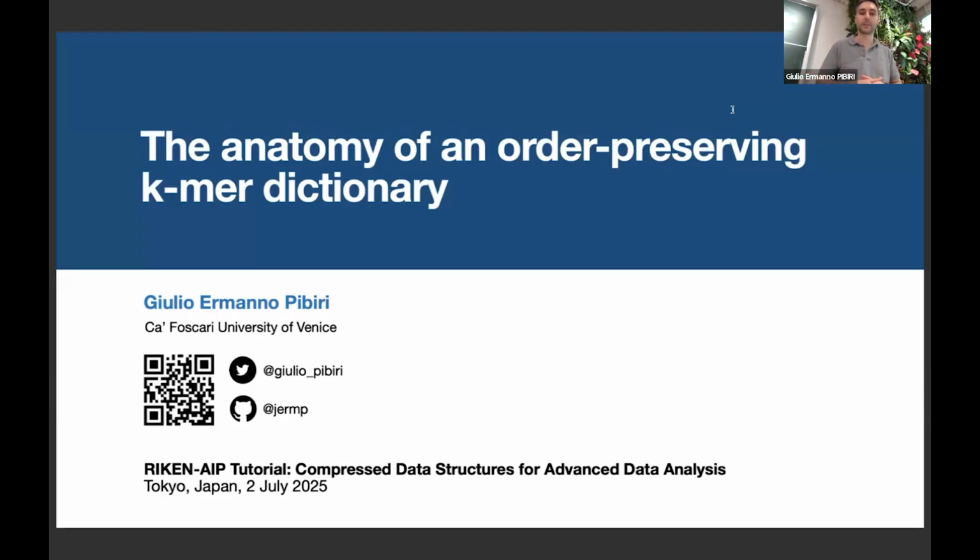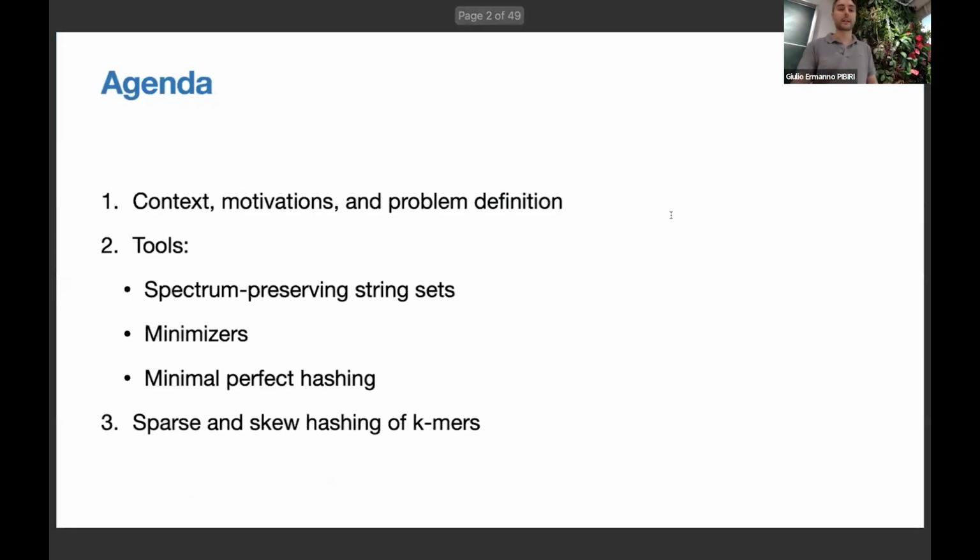It's a great pleasure. And yeah, the topic for today is going to be some compressible structures for K-mers. These are substrings of length K, you probably know, and they arise in many contexts in bioinformatics. And I've decided to talk about this for a couple of reasons.